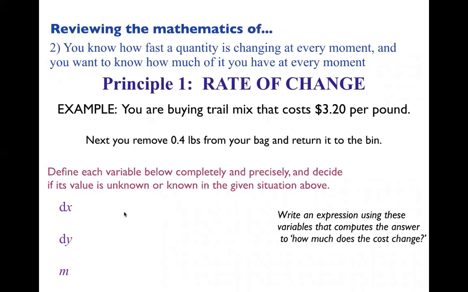So dx is, when our little trick here is all said and done... Before we started, dx was 0, and then as we started dumping it back into the bin, it took on all the values from 0 to negative 0.4. And then when we were walking away from the trail mix bin, our dx was negative 0.4. Okay, so what about dy?